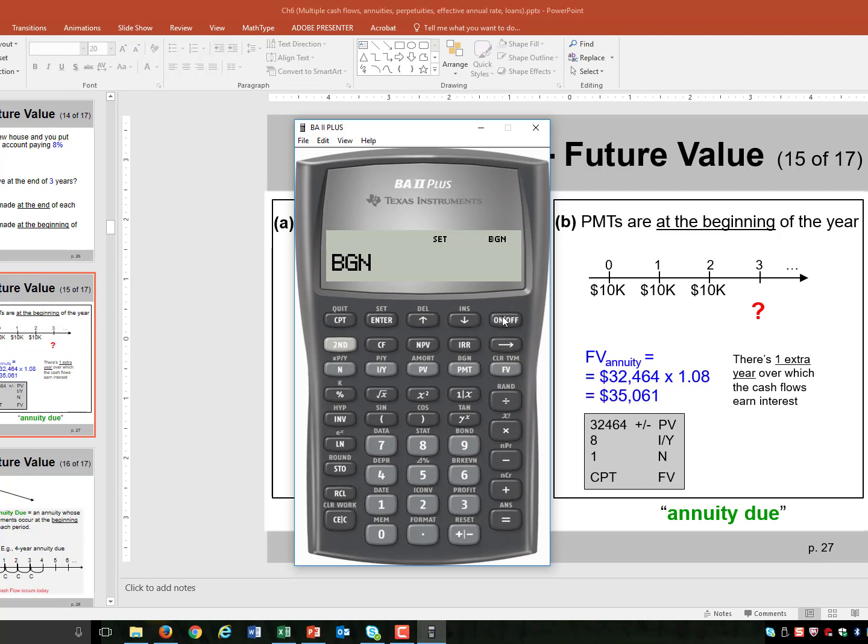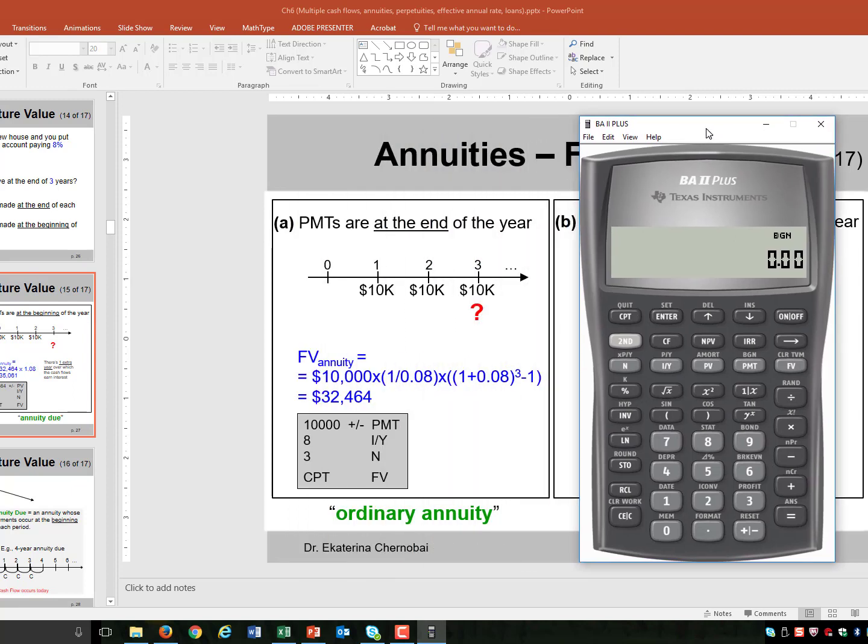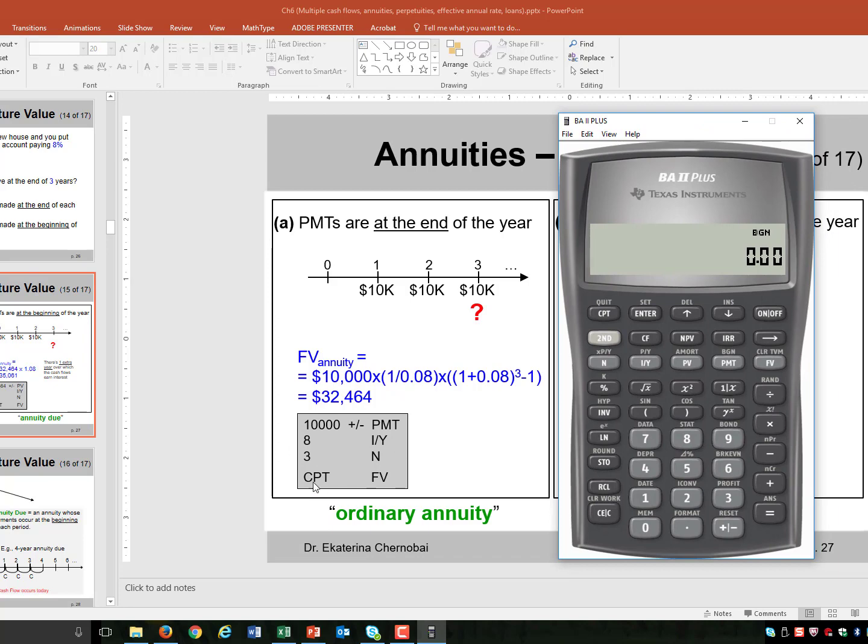And then you can even turn the calculator off and back on. Now the display shows 3 extra letters, BGN, begin. Everything is now in the begin mode. And now, after setting the calculator to the begin mode, I want you to do what you did for an ordinary annuity, right? You did 10,000, make it negative, PMT. We have three of those, 3 N. 8% is the annual interest rate, 8 I/Y.